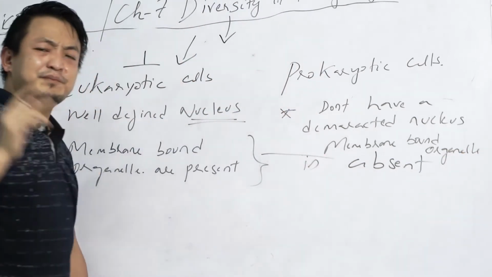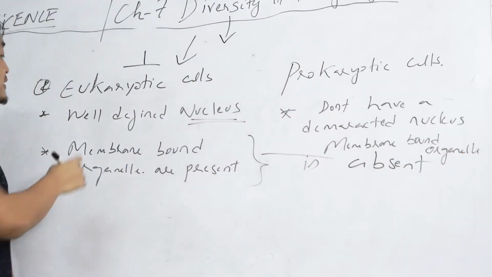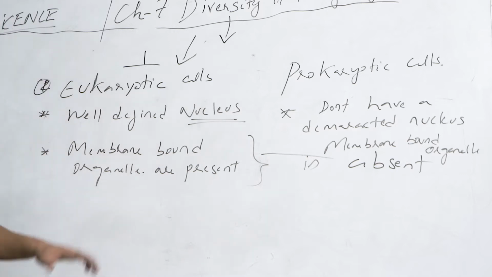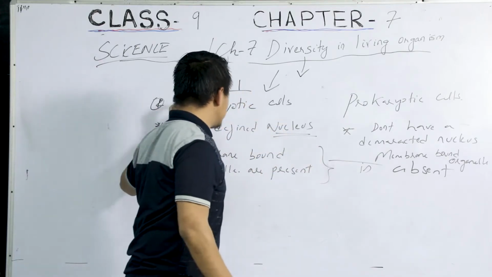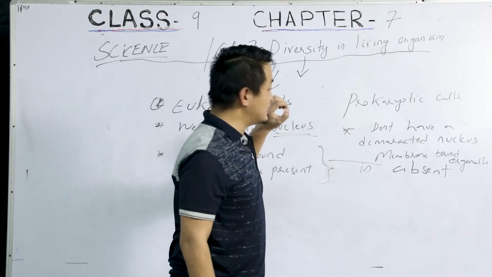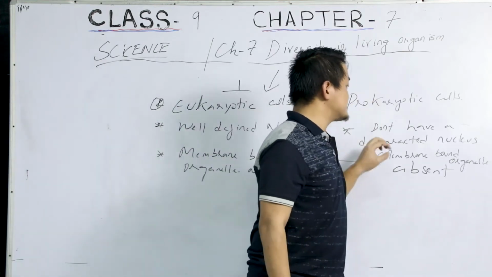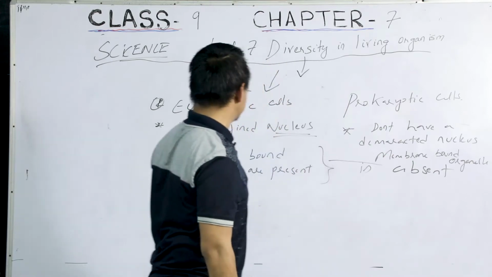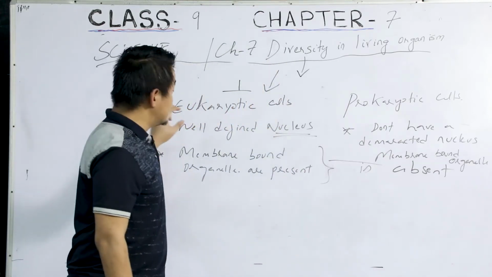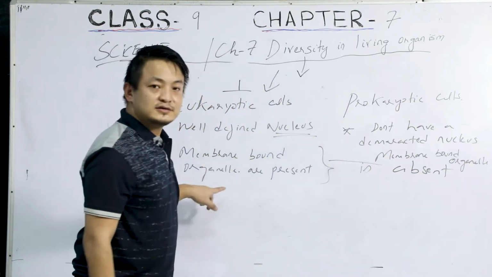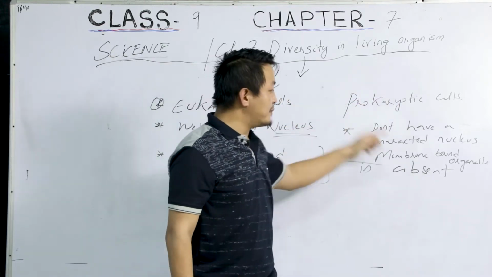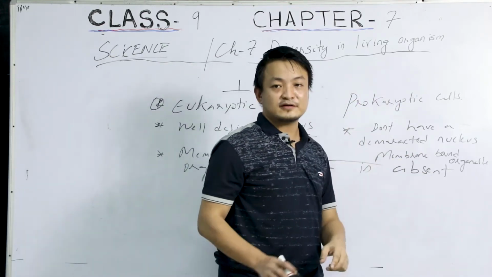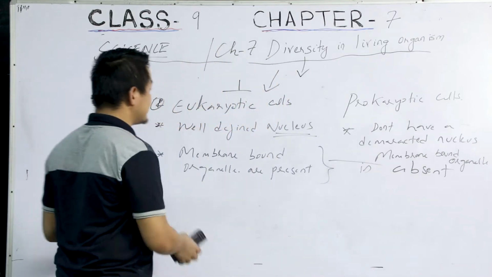So that is the basic two points. Let's keep it simple. Two points. So these are the two basic differences. In eukaryotic cells, there is a well-defined nucleus. Okay. Now in prokaryotic cells, no well-defined nucleus. Now in eukaryotic cells, membrane-bound organelles are present, and in prokaryotic cells, membrane-bound organelles are absent. Okay, so those are the two basic differences.